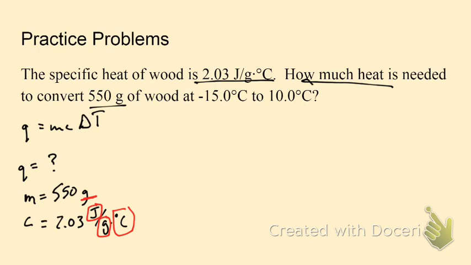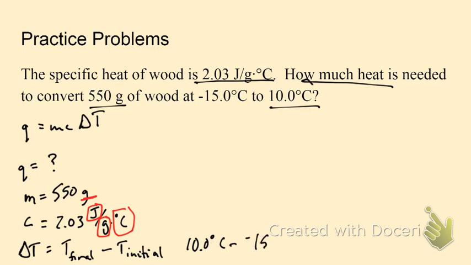So let's talk about the temperature. The change in temperature is your final minus initial, right? So your final is 10 degrees Celsius, and then your initial is negative 15 degrees Celsius. So you're subtracting a negative, which turns into a plus, right? So that's going to equal 25 degrees Celsius. All right, so now you have everything. You just have to plug it in.